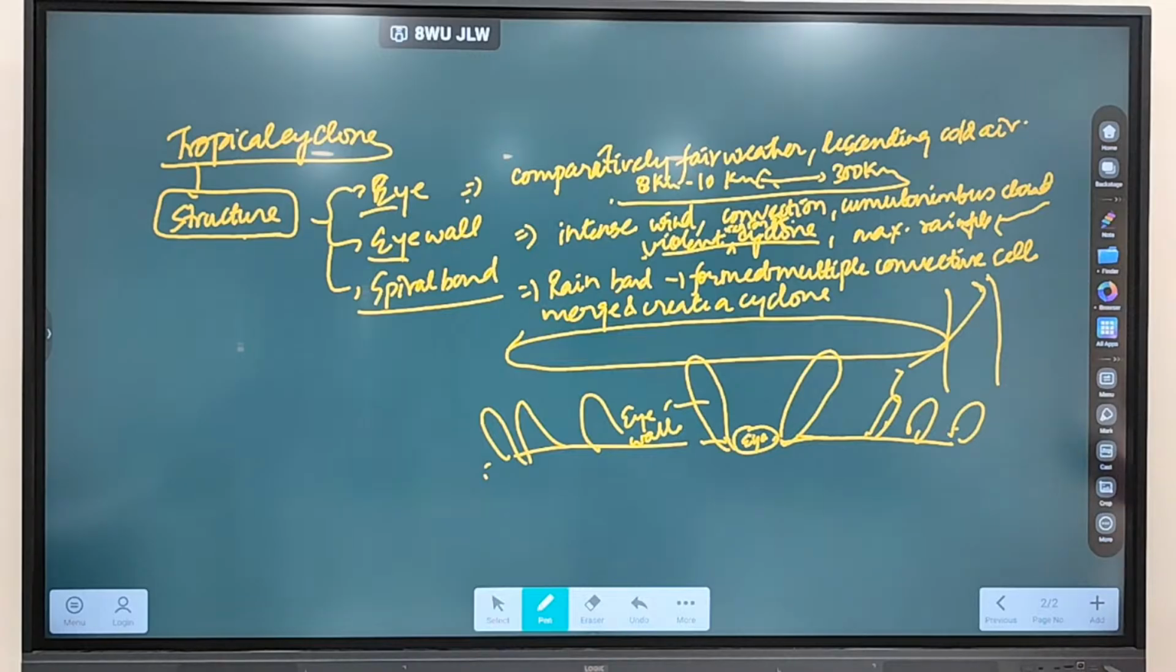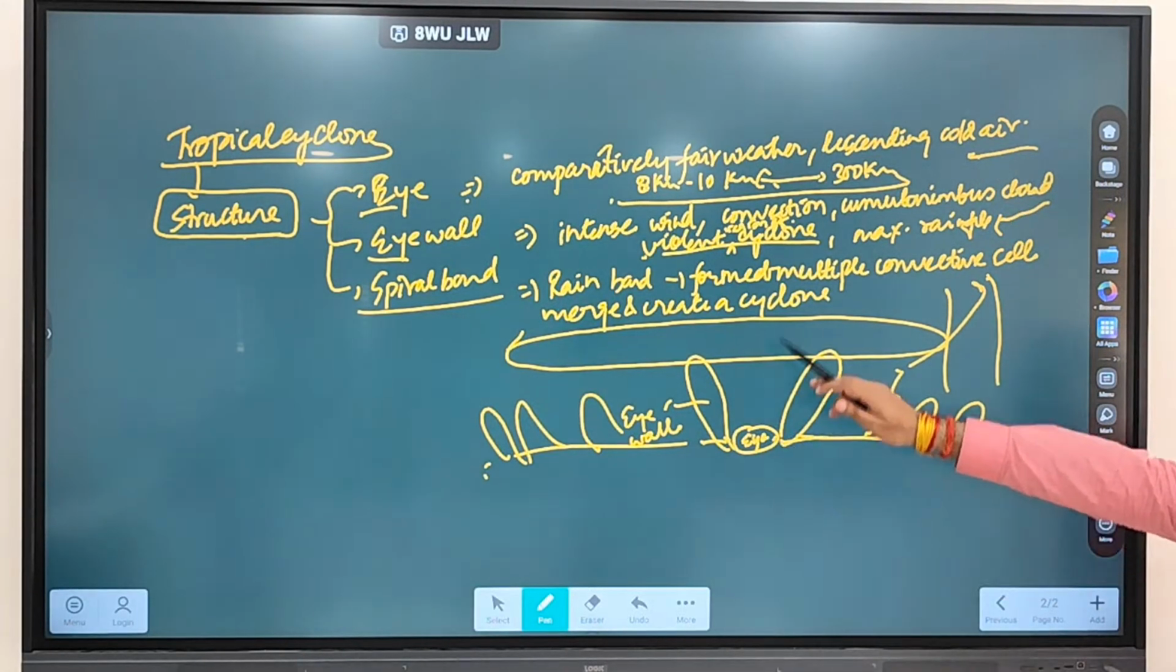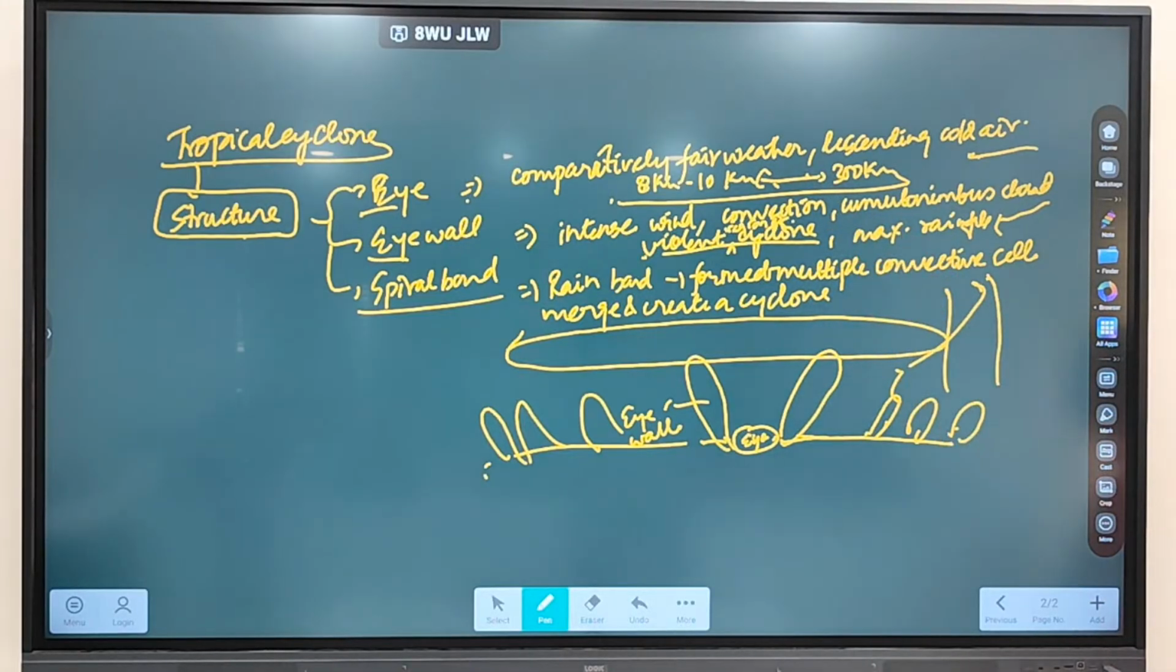So there are three major parts of a tropical cyclone: an eye region, an eye wall region, as well as a spiral band region. Eye region is what? It is comparatively fair weather. Eye region can be very small also, 8 to 10 kilometer, can be very large also, up to 300 kilometer. These are zones of descending air. So generally, you know that for rainfall to happen, what is required? Wind should go up. Since it is a zone of which type of air? Descending air. Generally, fair weather you are going to see, not much rainfall.